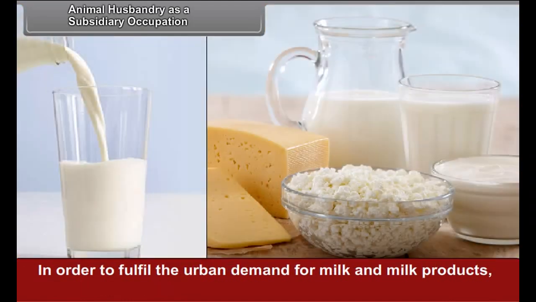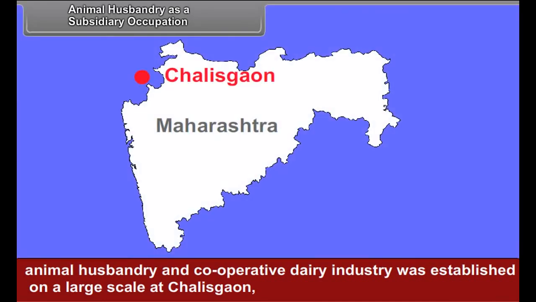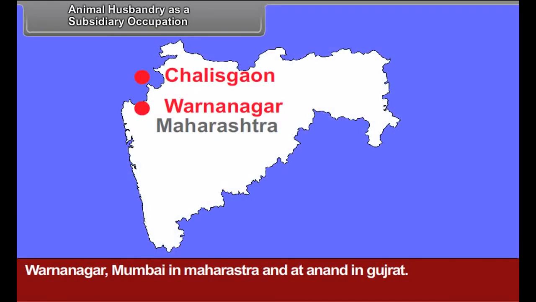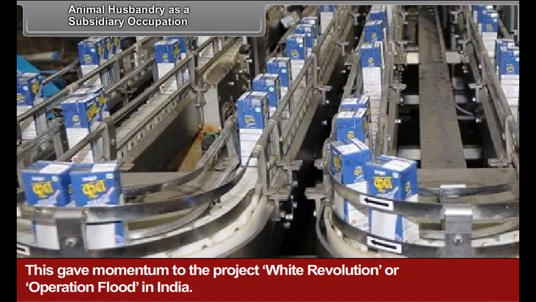In order to fulfill the urban demand for milk and milk products, animal husbandry and cooperative dairy industry was established on a large scale at Chharisgaon, Varnanagar, Mumbai in Maharashtra and at Anand in Gujarat. This gave momentum to the project White Revolution or Operation Flood in India.